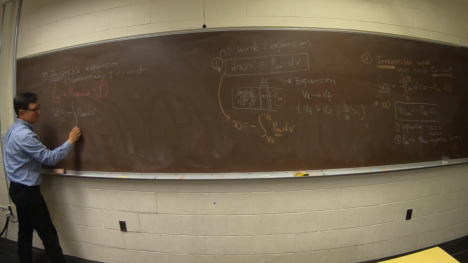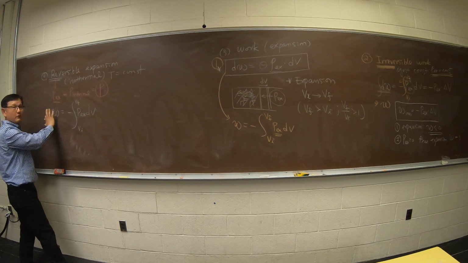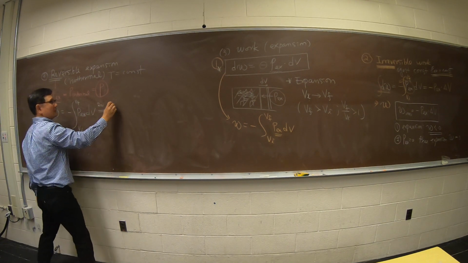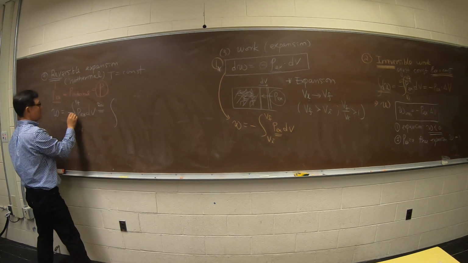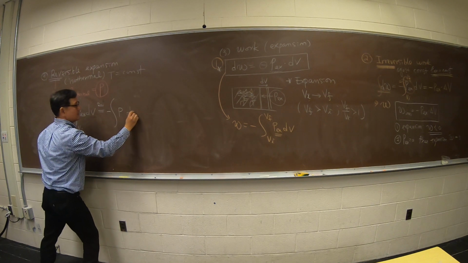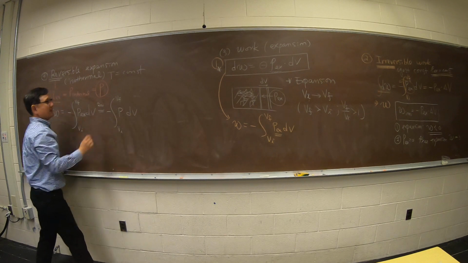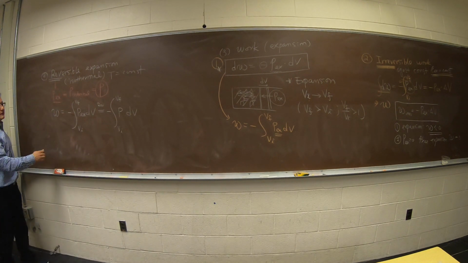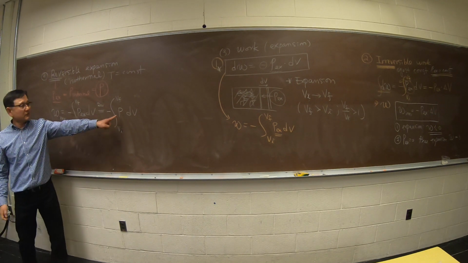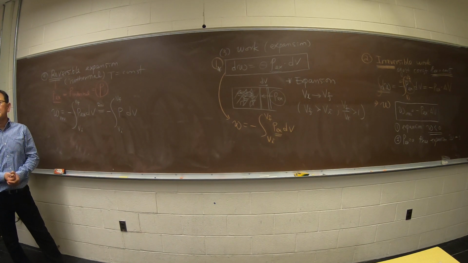This volume changes from initial to final, and this is always true. And when I say reversible, it means that all of a sudden this one becomes minus P dV. And that's only for reversible. Okay? So when I say reversible, that's true. The external sign is gone. Same as an internal pressure.